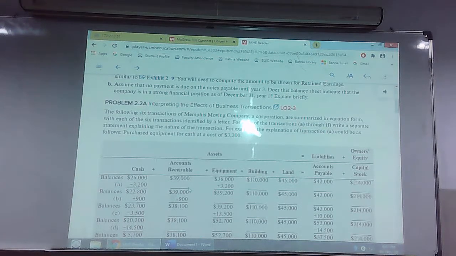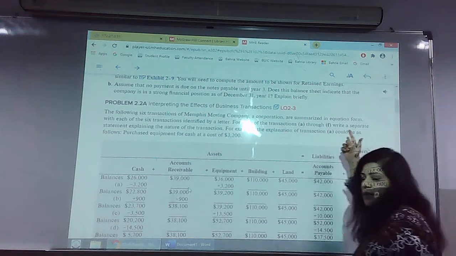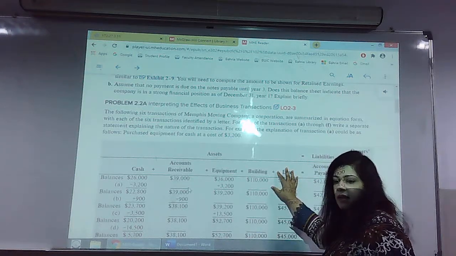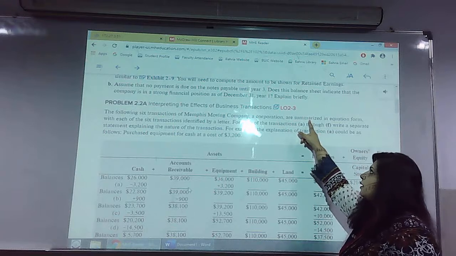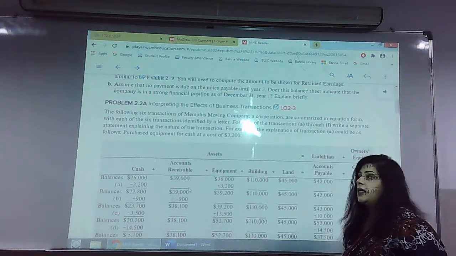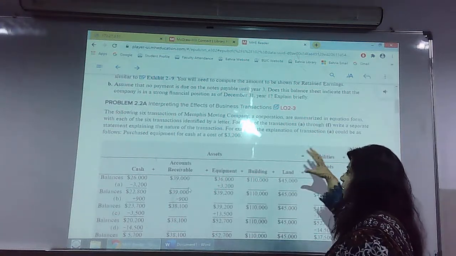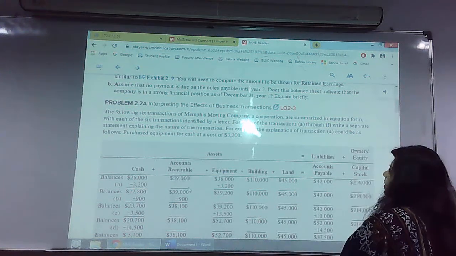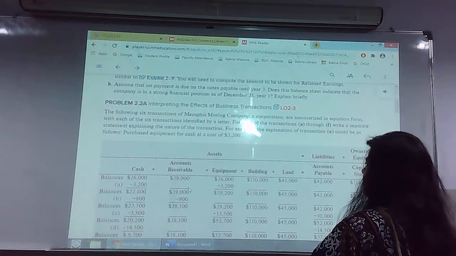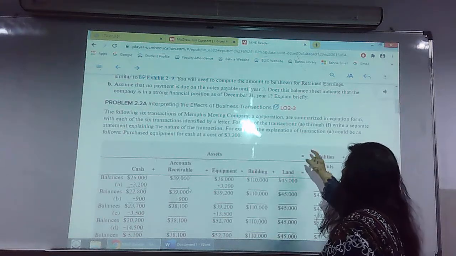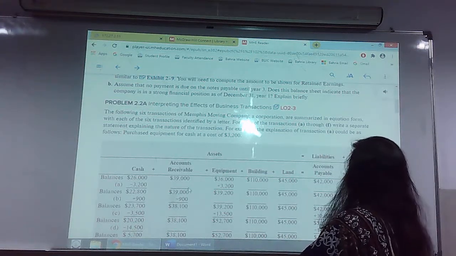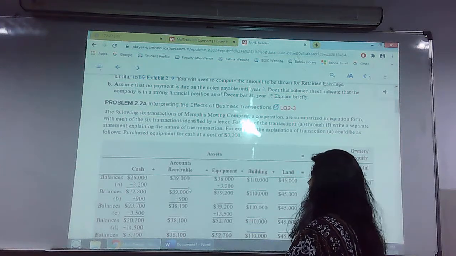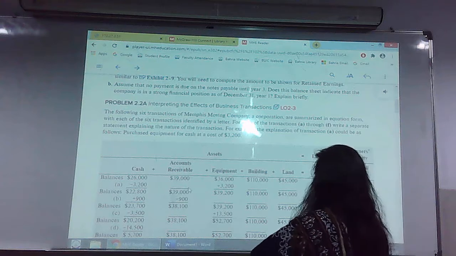Since I already gave you the first question in the assignment, let's look at how you're supposed to interpret the effects. This is learning objective 2-3, which you can find by going back to the chapter. Let me read the question now. The following 6 transactions of Memphis Moving Company, a corporation, are summarized in equation form. They have given you various adjustments, and you are supposed to interpret them.